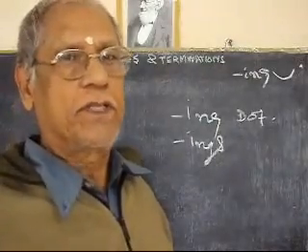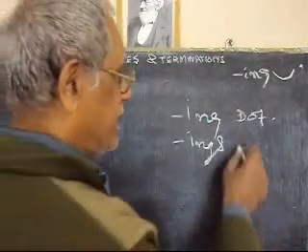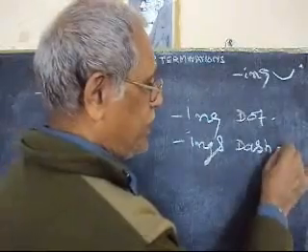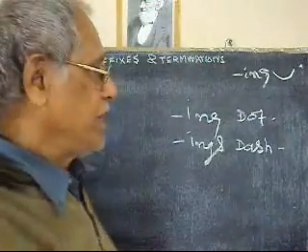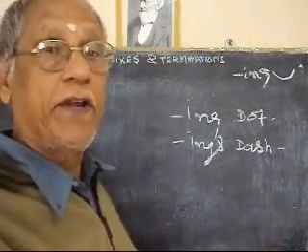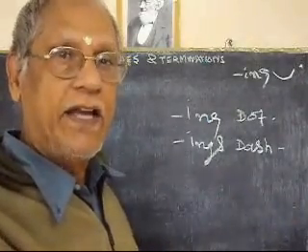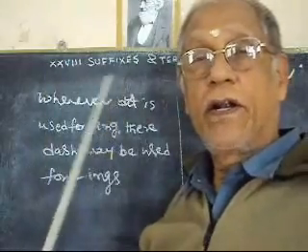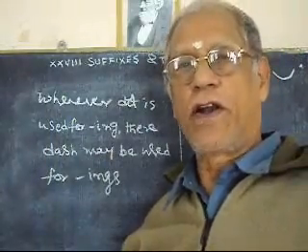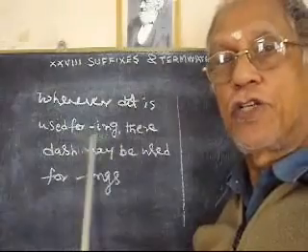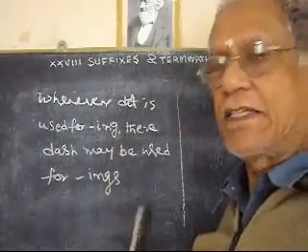So inks also will come sometimes. In such cases, you can use a small dash. This is known as dashings. This is dotting. This is dashings. Wherever dot is used for ink, there a dash may be used for inks.